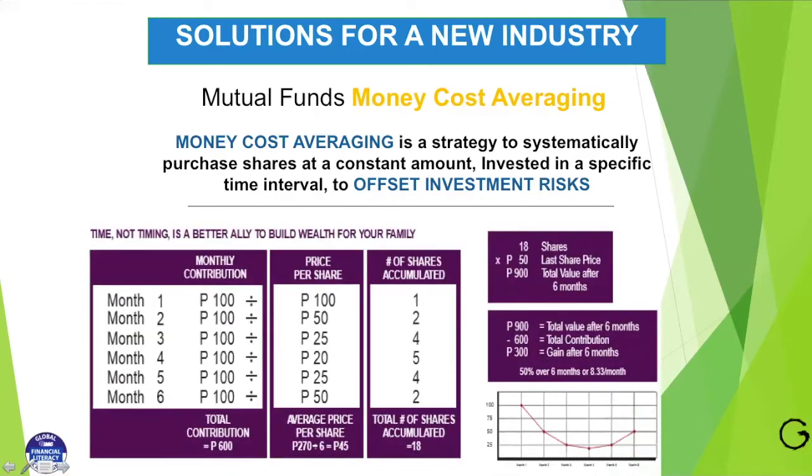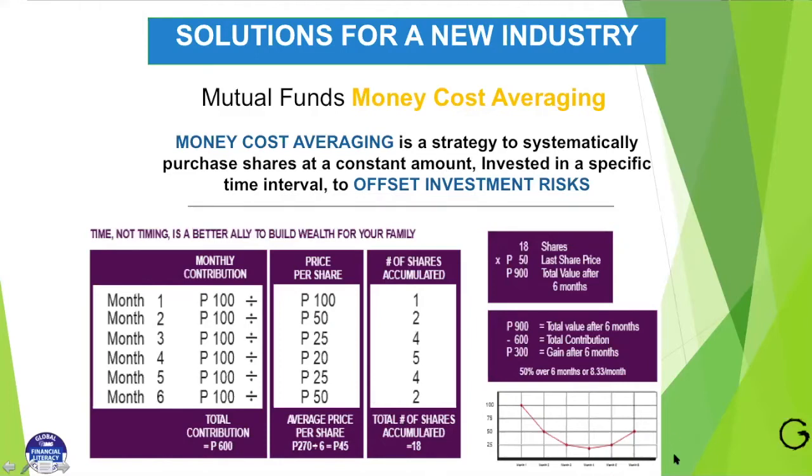So ayan, timing is not the ally, time is a better ally to build wealth for the family. So yan yung in-explain ko kanina. Let's say the first month you put 100 pesos and then the price per share is 100. So 100 you divide it by 100, you will have accumulated 1 share. And then the second month, again, you put 100 and that time 50 pesos yung halaga. You divide it by 50, 2 shares, and so on until you reach more than 6 months or how long you want to invest. Basta constantly you put the same amount or maybe more on your mutual fund.